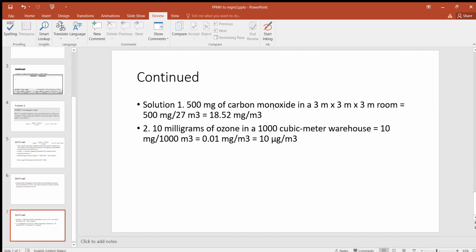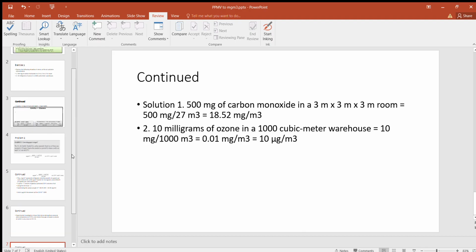In the first case, you can see the 500 milligram of carbon monoxide is enclosed in a 27 meter cube room, so it would be the total mass upon the volume of the room, which is equal to 18.52 milligrams per meter cube. In the second case, it is a 1000 cubic meter warehouse, so it is 10 milligram upon 1000, so it is 0.01 milligram per meter cube. If you convert that, we have to multiply by 1000, it's 10 microgram per meter cube.